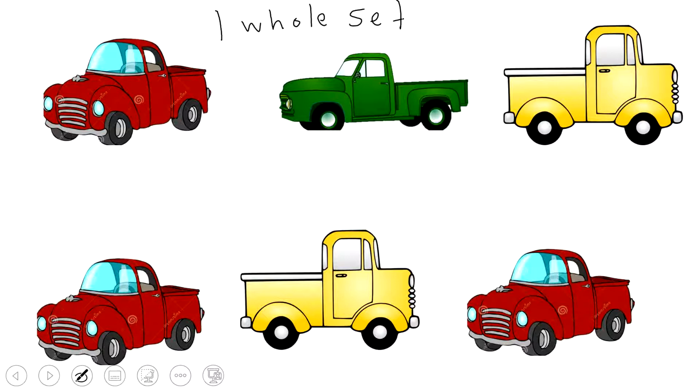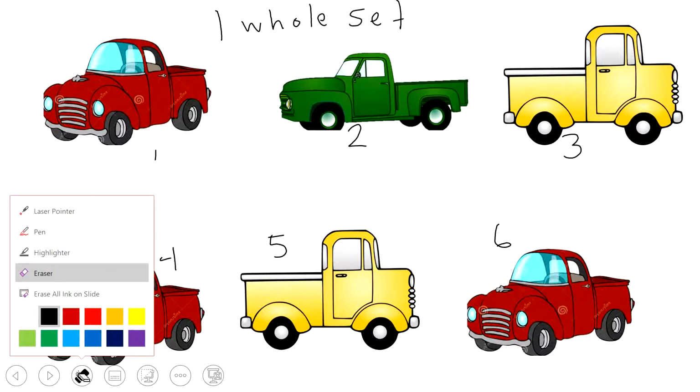So if I wanted to say what fraction of these trucks are red, I'm going to count how many trucks there are. 1, 2, 3, 4, 5, 6. And I'm going to say there's 1, 2, 3 that are red. So the fraction of trucks that are red is 3/6. And so I can just think of this little group of trucks as being a set. I can do it for any of the colors.